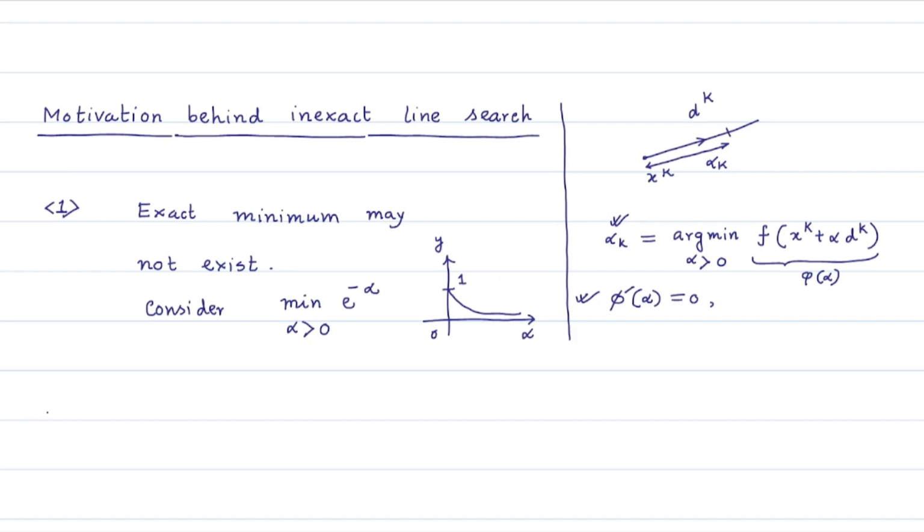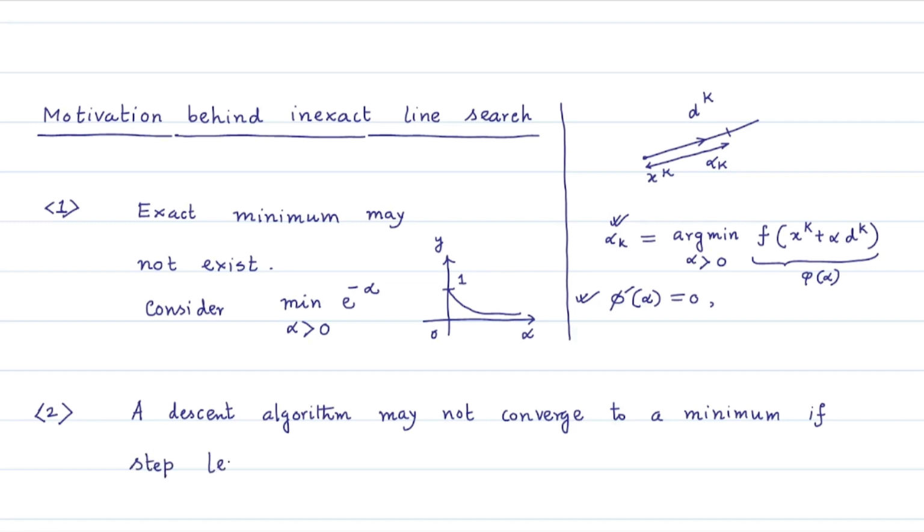The next motivating point is that a descent algorithm may not converge to a minimum if the step length is chosen to be very small. By descent algorithm we mean that at consecutive points the function values are decreasing. That means f at xk plus 1 is less than f at xk for every k. A descent algorithm may not converge if the step length is too short.